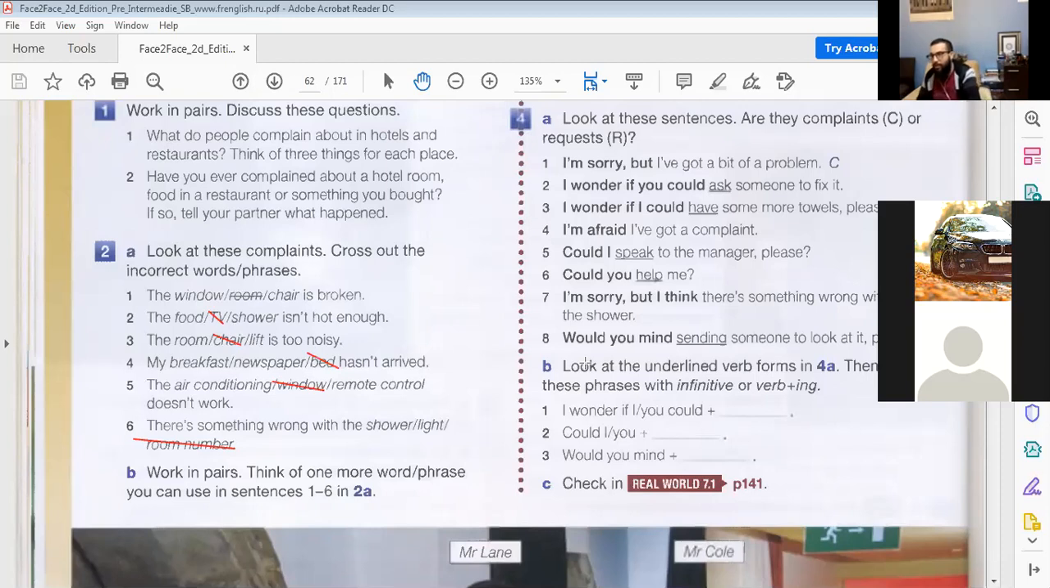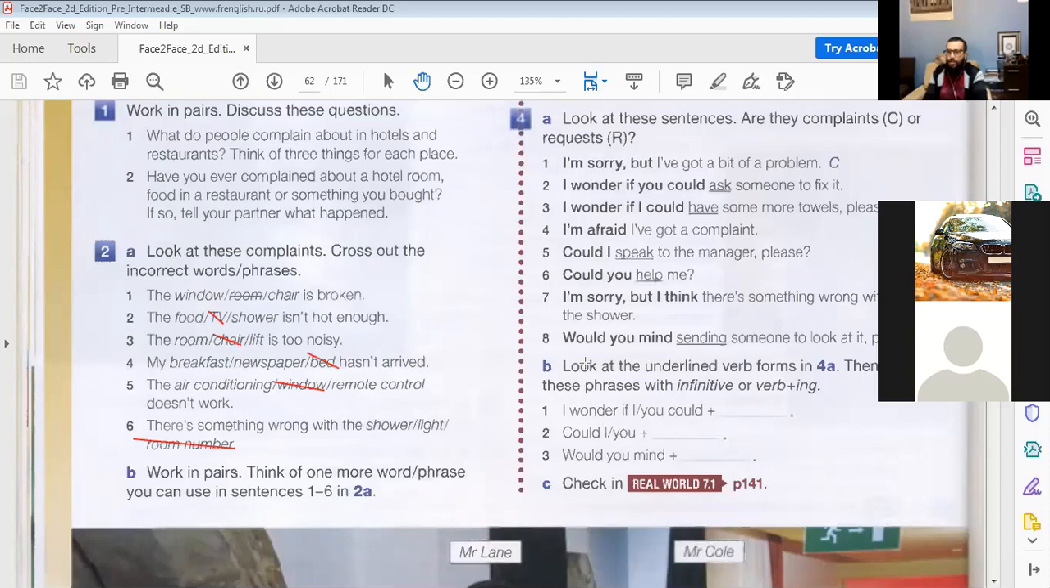The coffee. Yeah. Coffee is good. Maybe at breakfast, if the coffee is cold, you can complain. You can say the coffee isn't hot enough. Or for example, the meals aren't hot enough. Yeah, you can complain. The fridge isn't cold enough, correct? If your fridge is not working well, you can complain and say the fridge isn't cold enough, correct?